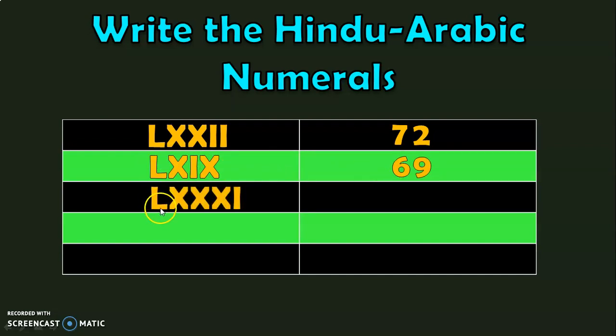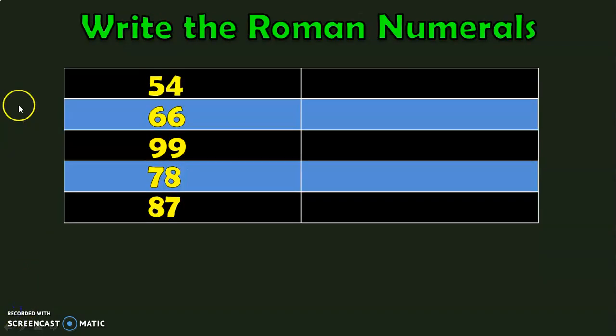The next question is 50, 10, 10, 10, which makes 80, and plus 1, 81. And the next question is XC, which is 90, plus 3, 93. And the last one is L is 50, V is 5, 55. 50 plus 5, 55. The next activity is to write the Roman numerals for the following numbers.